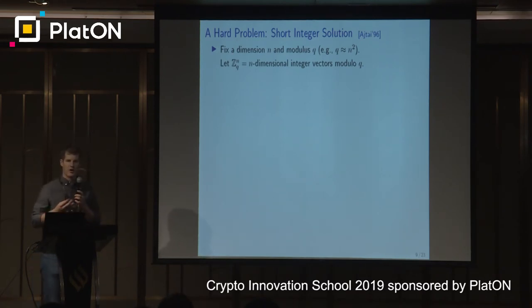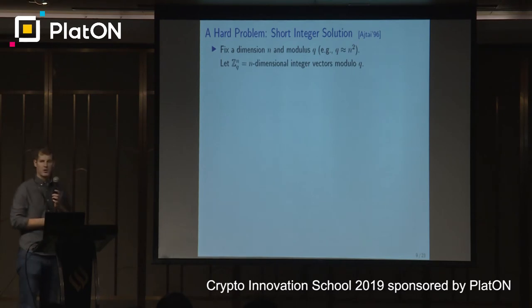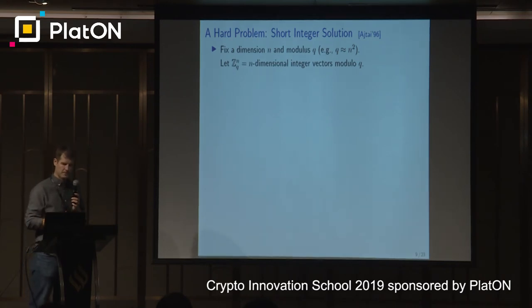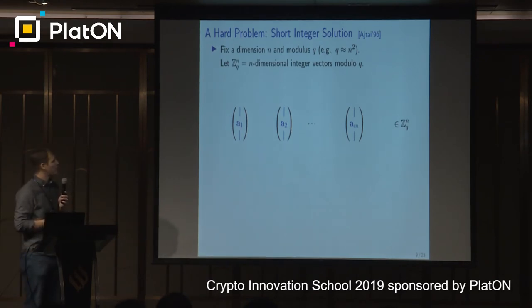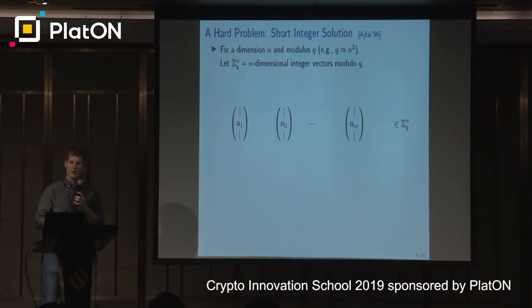So in contrast with the moduli we use in RSA, for example, which are enormous, these moduli q are rather small. I'll use the notation Z_q^n to denote n-dimensional vectors whose entries are integers modulo q. So all of the arithmetic is modulo q, and we have vectors of dimension n. And this is the SIS problem. In the SIS problem, we are given several random vectors, a1, a2, up through am. These are all n-dimensional vectors mod q, generated uniformly at random and independent of each other.